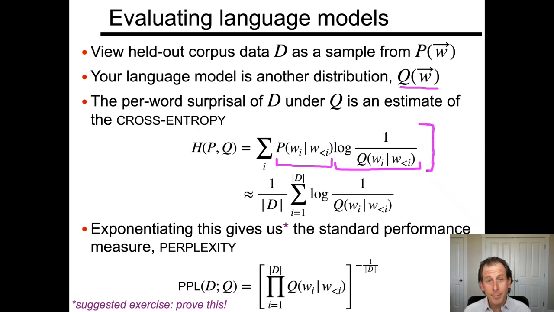I, of course, don't have P, so I have to estimate the cross entropy. And I can do that by taking into account the fact that by hypothesis, the data D come from the distribution P. So if I take a sample, then I can construct the empirical mean surprisal under the model Q from the data set D. So I take the average over all of the events in D, so the weights are going to be uniform over the number of words in D, that's the size of D here.